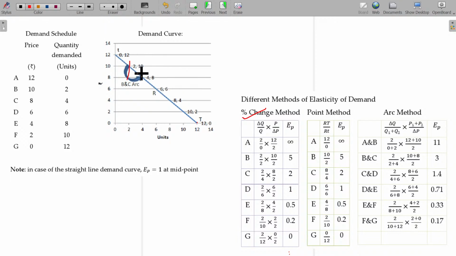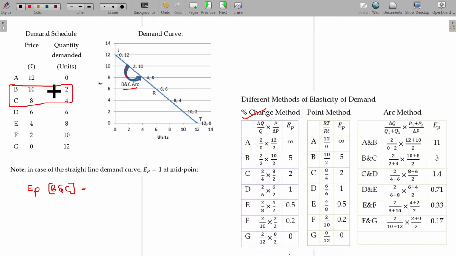Arc. This is an arc, right? A small line is an arc. So I want to know the elasticity of demand for this arc. This arc represents the B and C arc. I need to know what is the elasticity of demand for the B and C arc. Elasticity of demand with respect to the price for the B and C arc. This one.